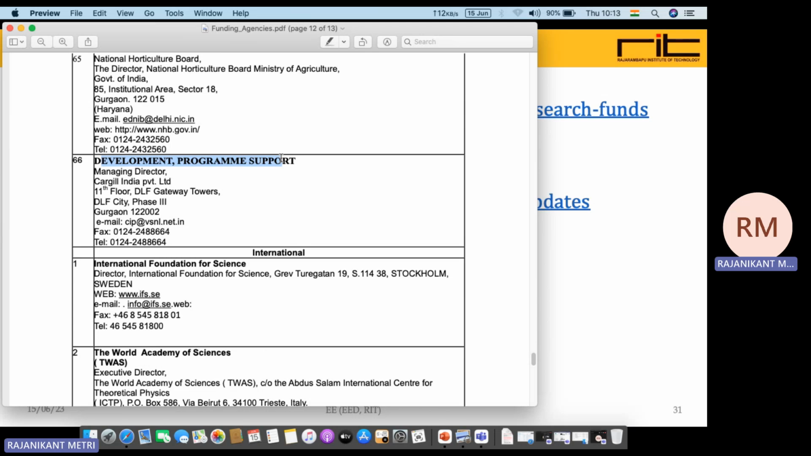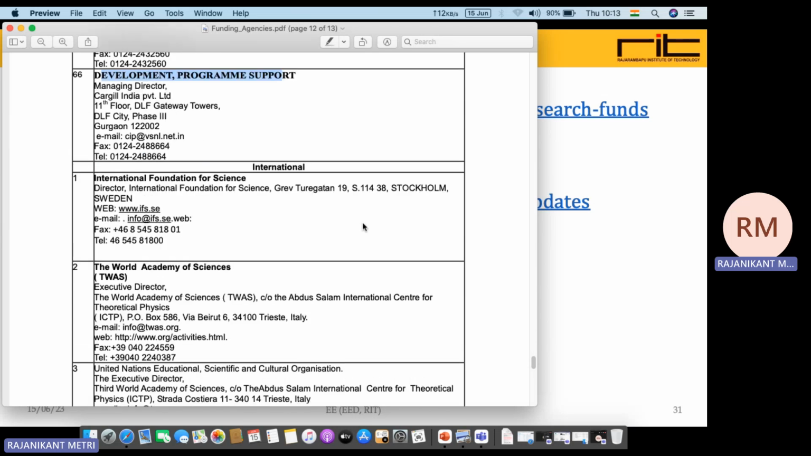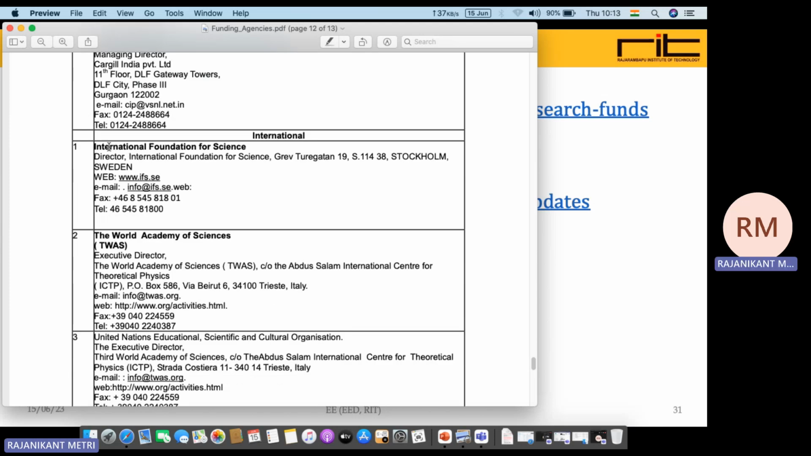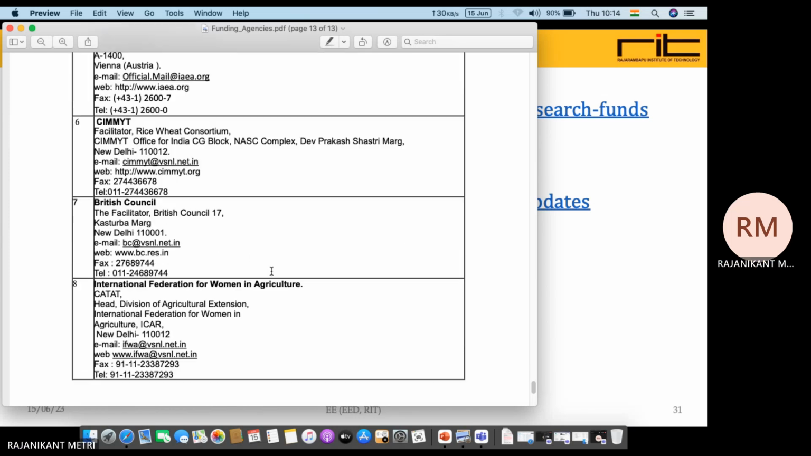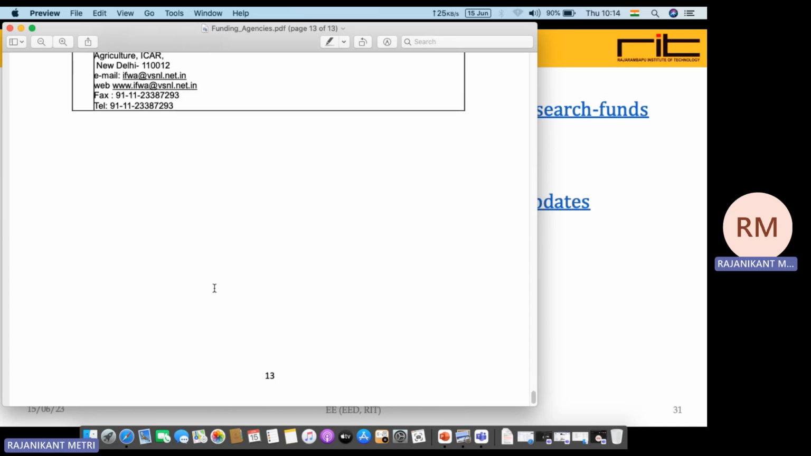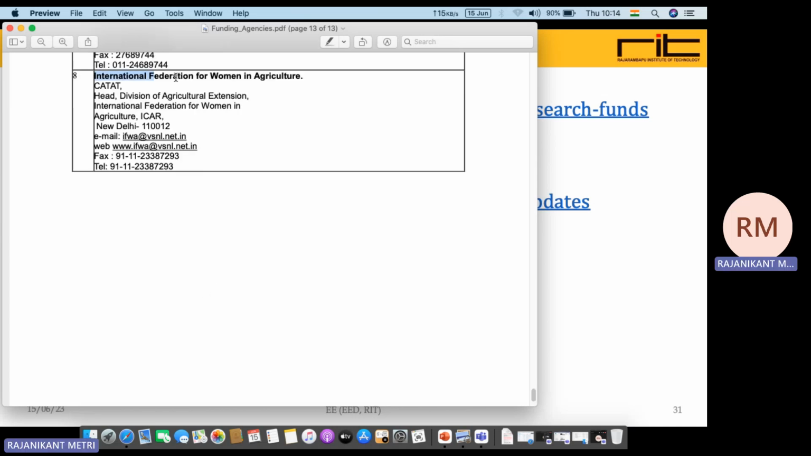Apart from this, there are some international funding agencies also available. That is the International Foundation for Science, World Academy of Science, then the United Nations, CIMMYT, British Council. So these are some international funding agencies which can be utilized by a researcher.